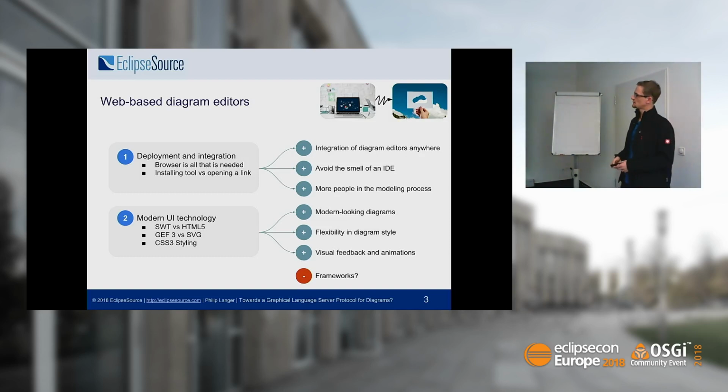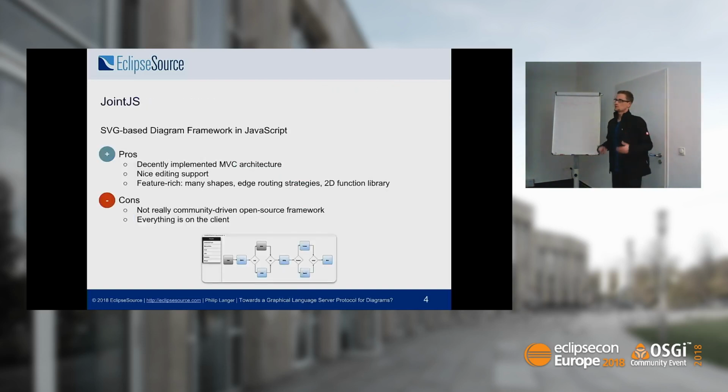However, there is one big problem or one big disadvantage. That's the golden cage that I was talking about before, and that's what about the frameworks? Well, in recent years, whenever we had the requirement to work on such web-based diagram editors, what we've been using was Joint.js, which is an open source framework for SVG-based diagrams, and it's built with JavaScript, so it can be easily integrated in any web application.